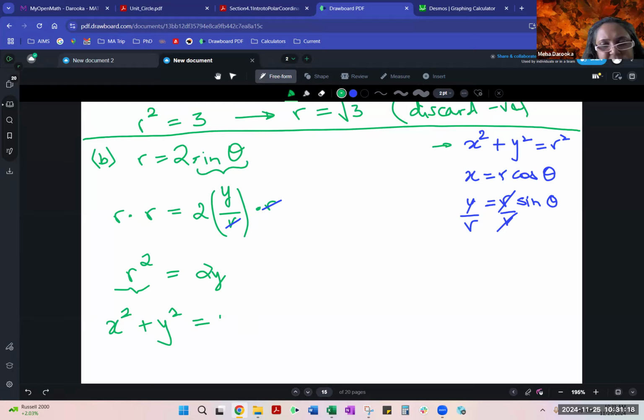Something is going on with my screen. It just does not want to let me write very smoothly.